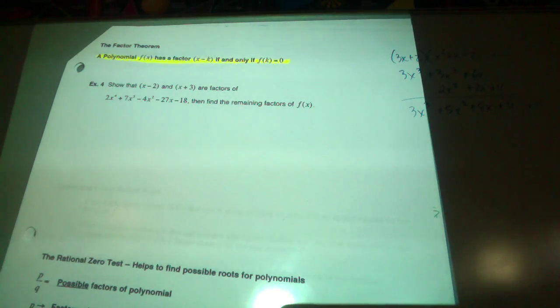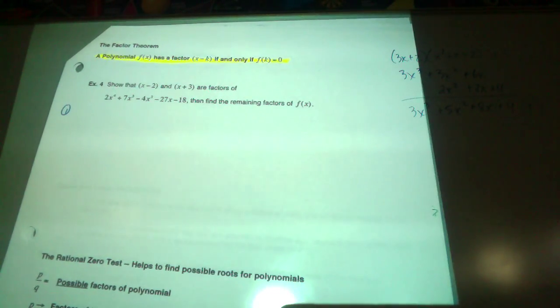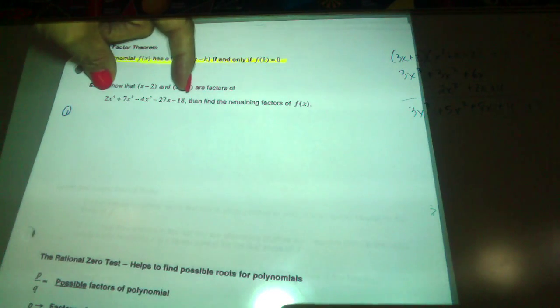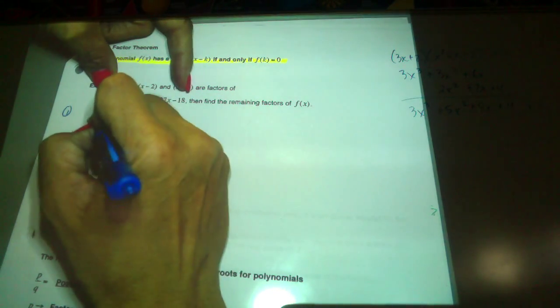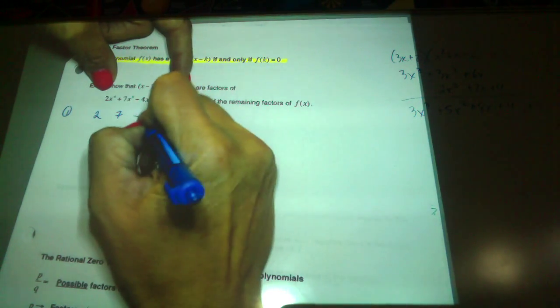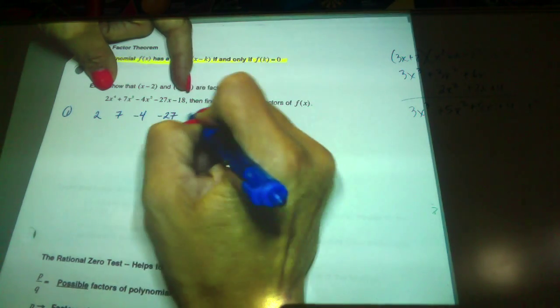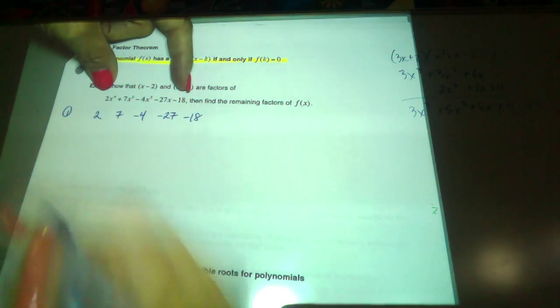So we're going to show in example 4 that x minus 2 and x plus 3 are factors of a polynomial. Emphasis on the word show. That means they're saying that's a factor, so what do you expect the remainder to end up being? 0. So step 1, start with either one, it doesn't matter. But evaluate your polynomial. Is it written in descending order? Yes. Is it missing any factors? No. So write down your numbers: 2, 7, -4, -27, -18. There's a lot.